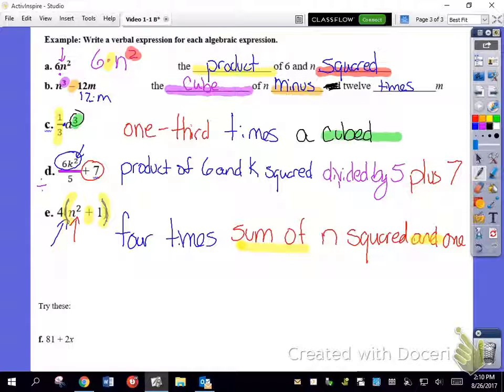Now you try the other ones, and that is how you write verbal expressions. Just take it a step at a time, look for all the operations, and use your word bank to help you out.